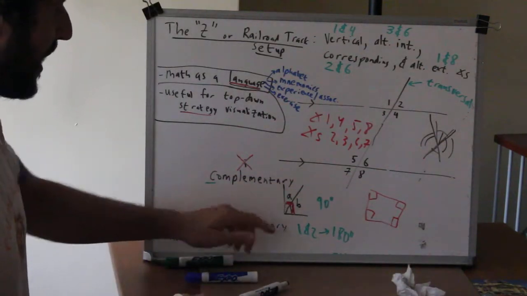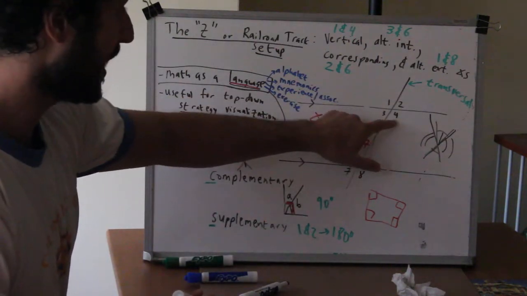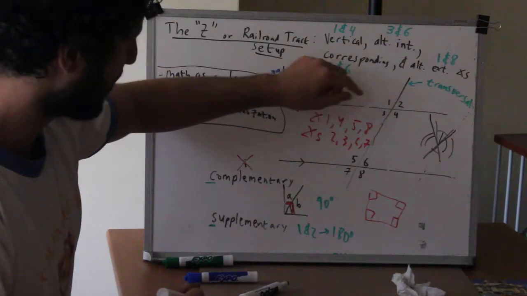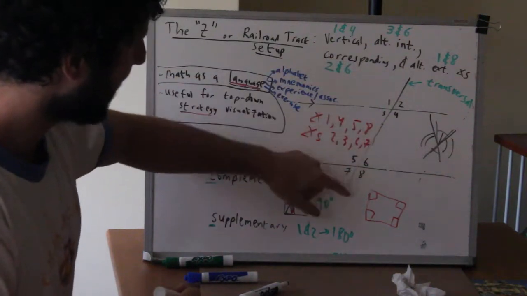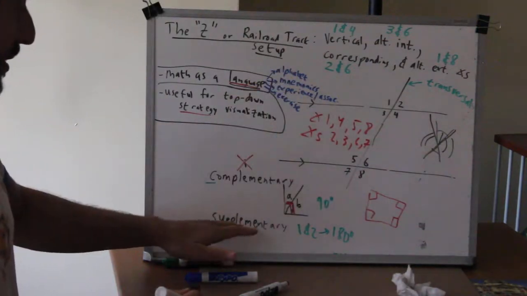Supplementary means they add up to 180. So angles, let's say, 1 and 2 add up to 180, 3 and 4, 180, 2 and 4, 1 and 3, 5 and 6, 6 and 8, 8 and 7, 7 and 5. Anything that adds up to a line is going to be supplementary.